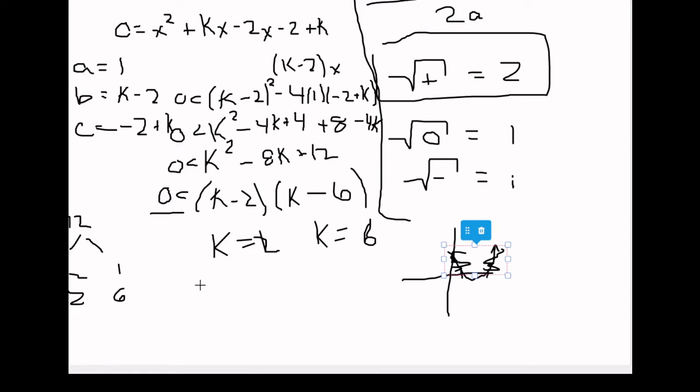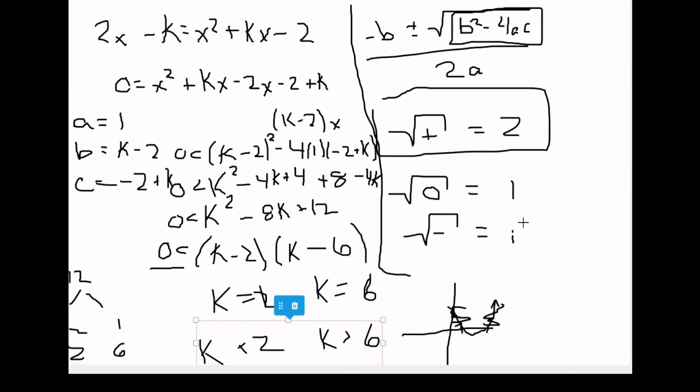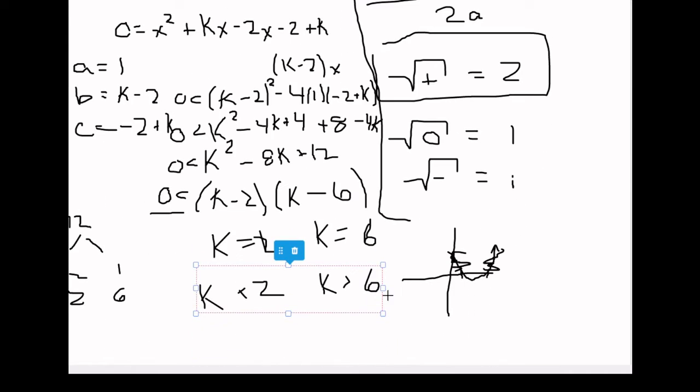Oh, not x, our k is that. So k is less than 2 and k is greater than 6. We know it's not greater than or equal to because we definitely need our 2 distinct points. If it just said real solutions, then it would be greater than or equal to, but we're looking for just their 2 distinct points, and that is our final answer right there.